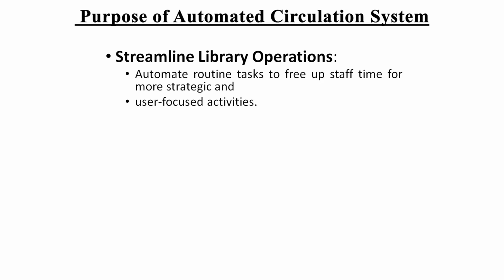Then purpose of automated circulation systems: streamline library operation, automate routine tasks to free up staff time for more strategic planning. Because if the person is always at the circulation desk, his time is wasted. That free time can be used for other purposes, for providing different kinds of services. So user focused activities are to be there.